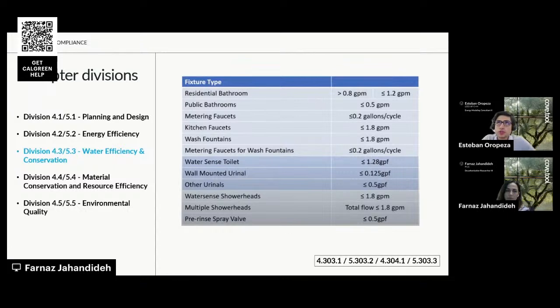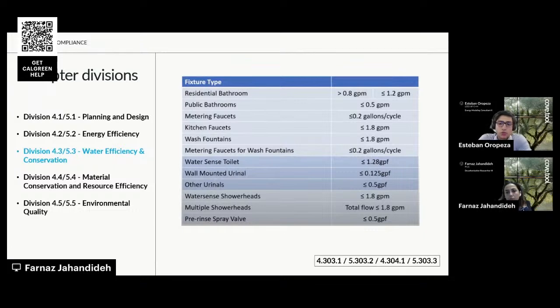The chapter divisions. We are now on water efficiency and conservation. There are requirements for fixtures and fittings, but they're pretty straightforward. We have here this table showing the allowed flush and flow rates in gallons per minute, gallons per flush, or gallons per cycle, depending on the equipment that we're talking about.